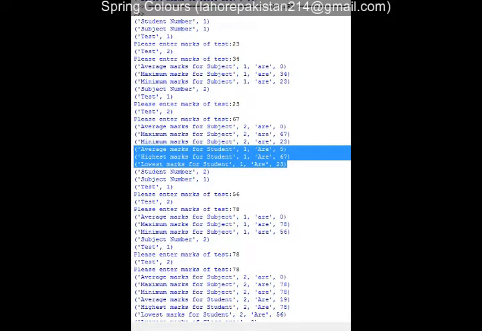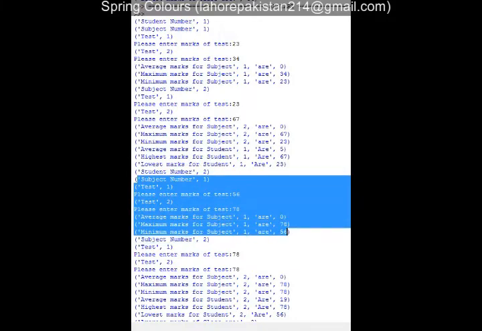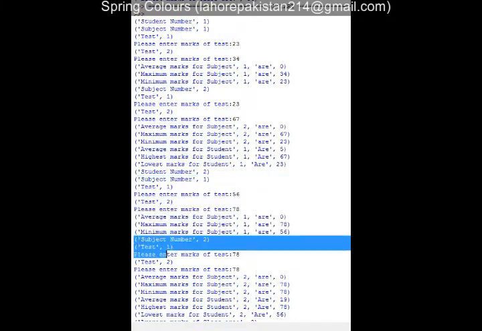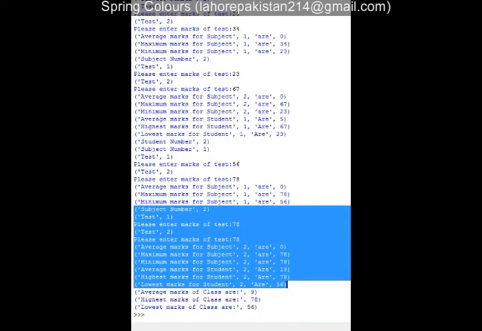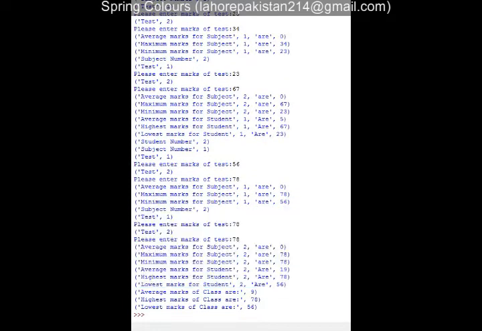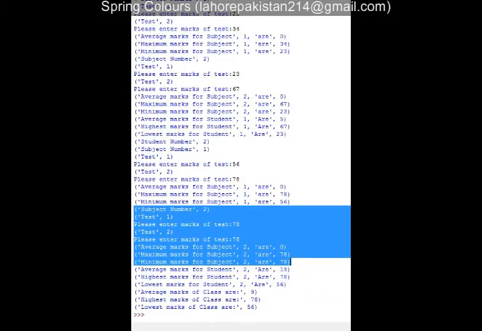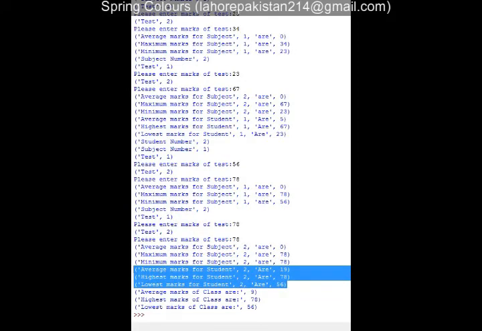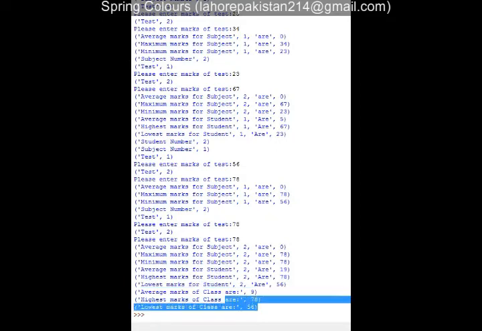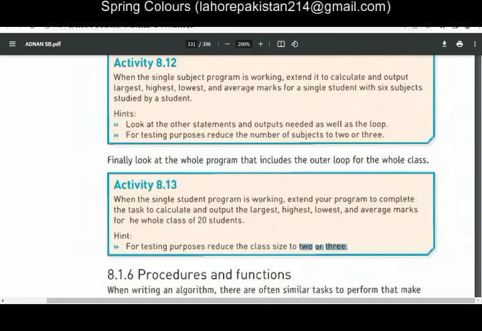Then comes second student, his subject number 1, his subject number 2 over here. This is for the average, maximum and minimum of that second student, and then this is the overall average, highest and lowest of the whole class according to the pseudocode given in your book.